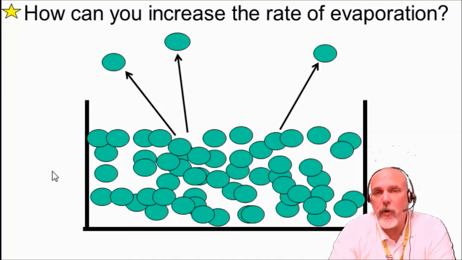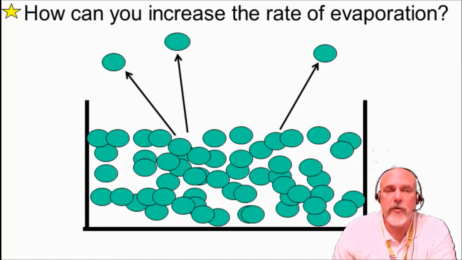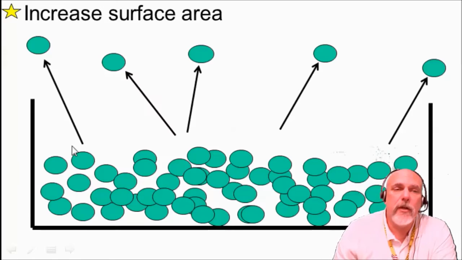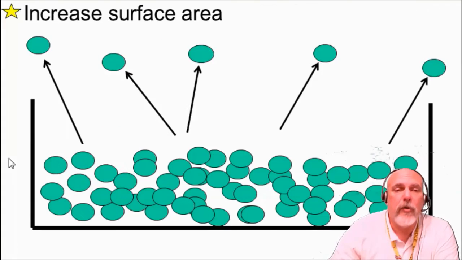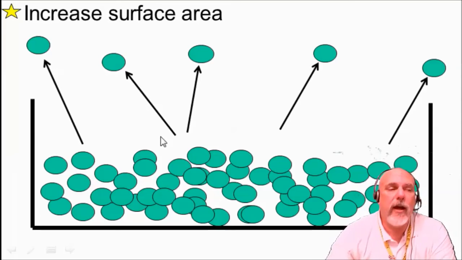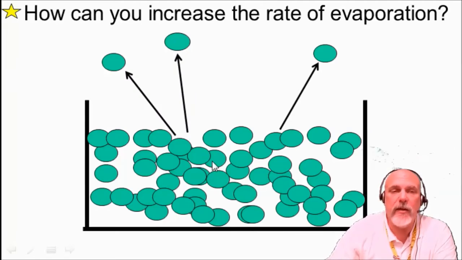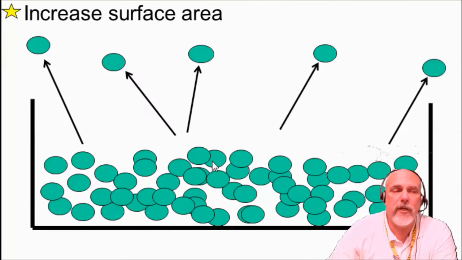How can you increase the rate of evaporation? There are two things you could do. One of the things is to recall that evaporation is a surface phenomenon. So if we increase the surface area, we increase the chances of more particles evaporating. So if we know we have the exact same amount of particles here as we do here, in the second case, in this picture, we can have a higher rate of evaporation because we have a greater surface area than we had in the first example.